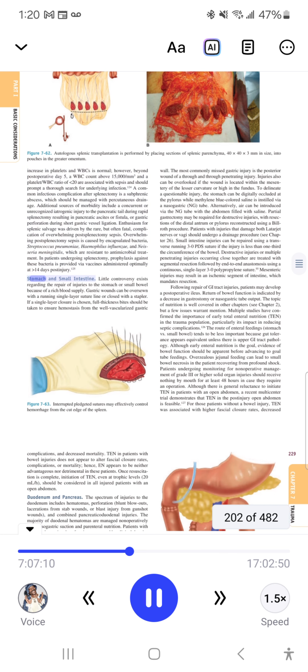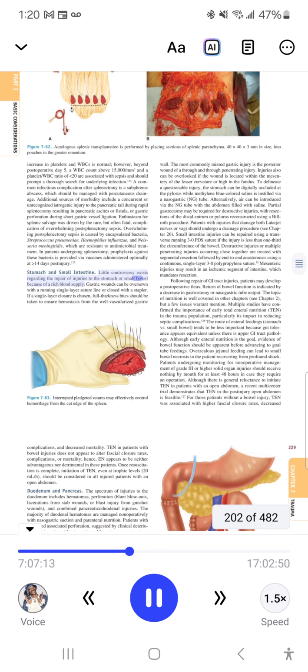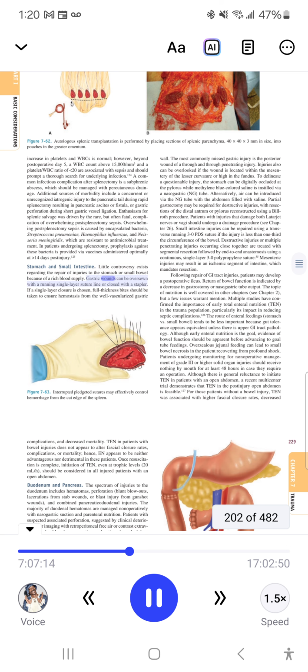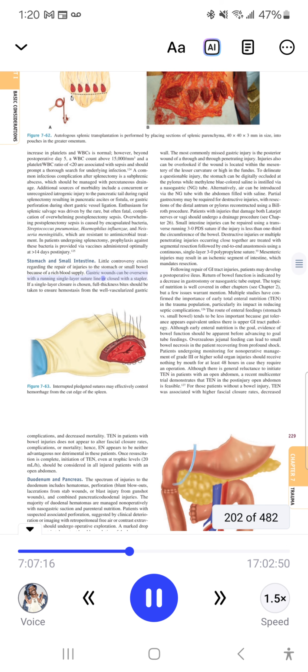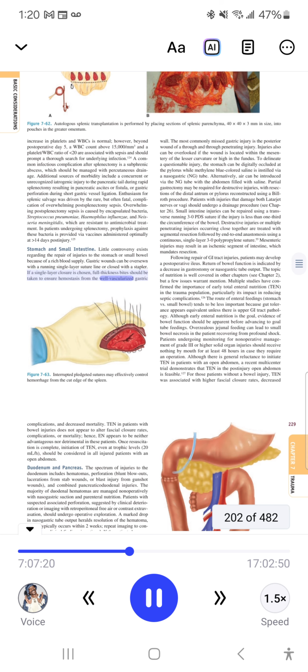125 Stomach and small intestine. Little controversy exists regarding the repair of injuries to the stomach or small bowel because of a rich blood supply. Gastric wounds can be oversewn with a running single-layer suture line or closed with a stapler. If a single-layer closure is chosen, full-thickness bites should be taken to ensure hemostasis from a well-vascularized gastric wall.